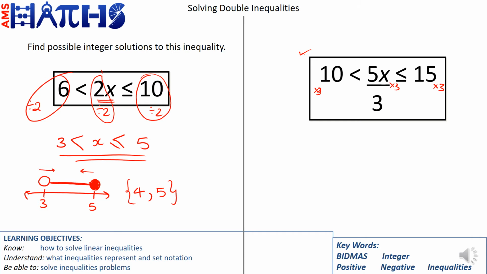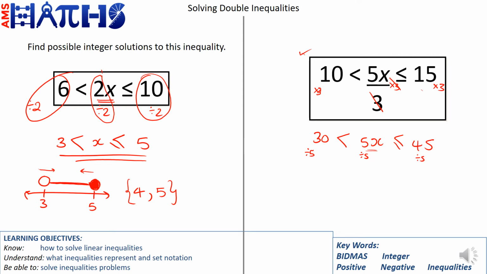So 10 times 3 is 30. Keep our inequality sign. This 3 will cancel this 3 to leave us with 5x. And then 15 times 3 is 45. Now we have x times 5 here, so to get our x by itself we have to divide the entire thing, inequality, by 5. So divide by 5 at 30, divide by 5 in the middle, divide by 5 on the end.